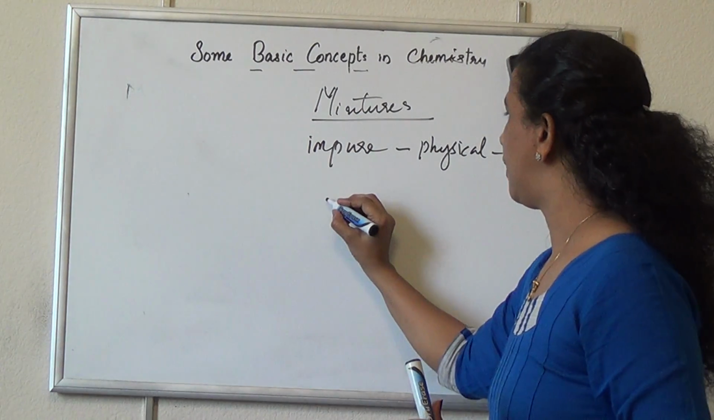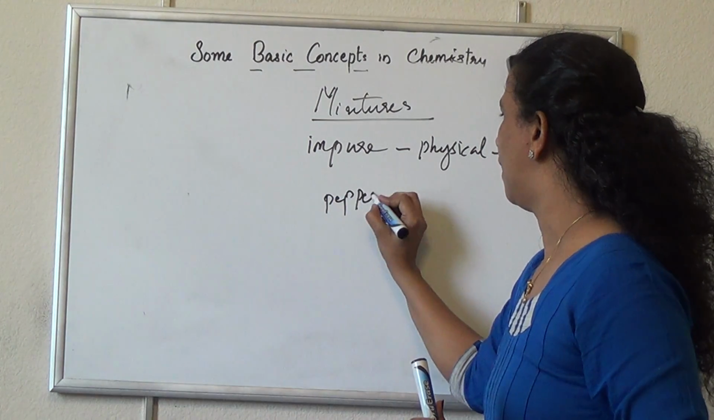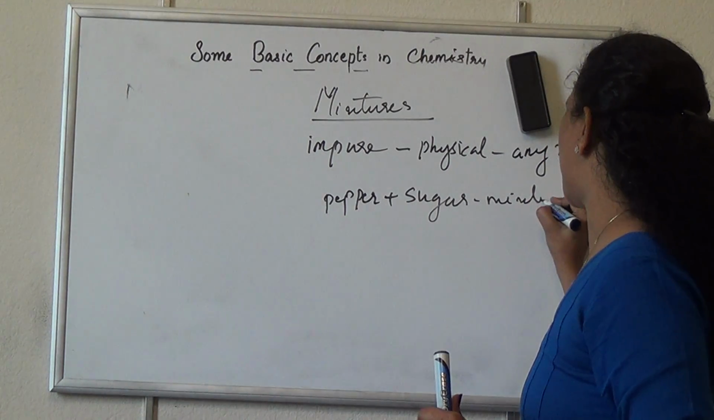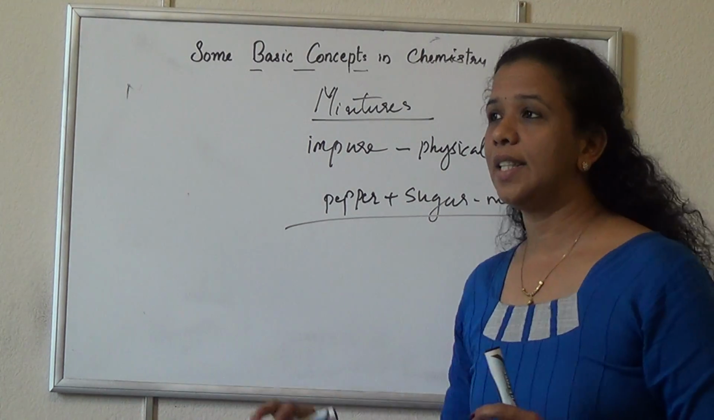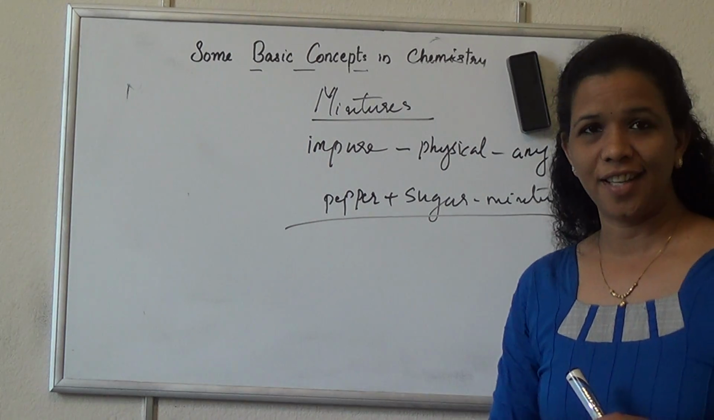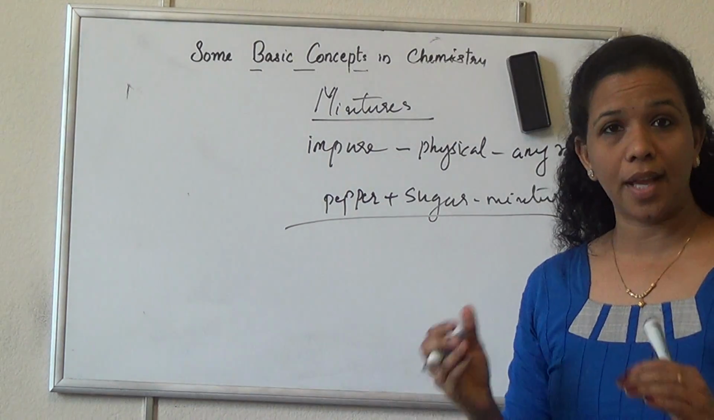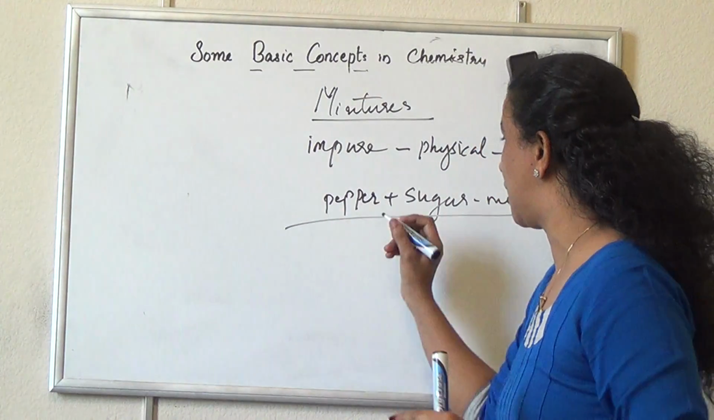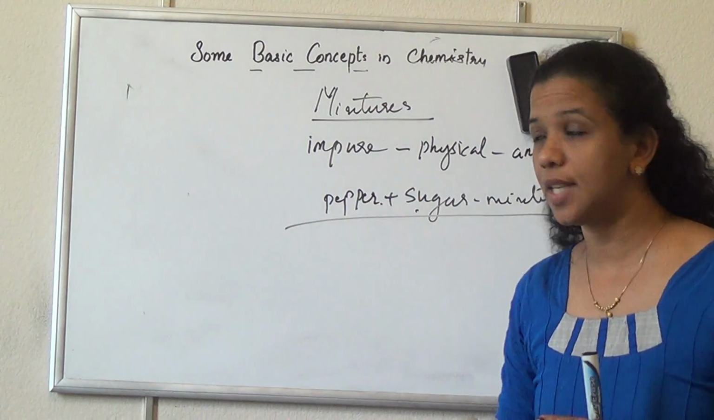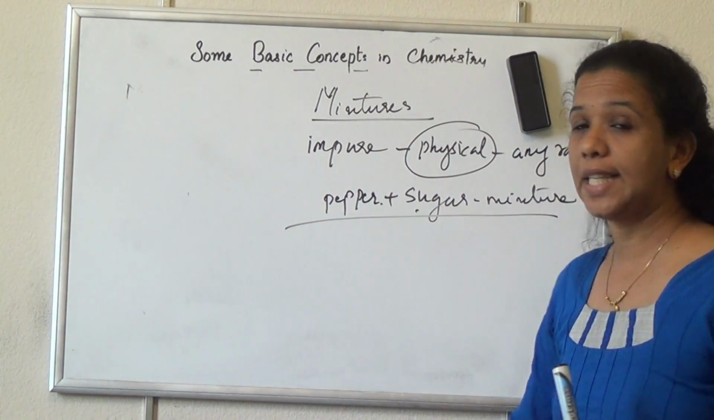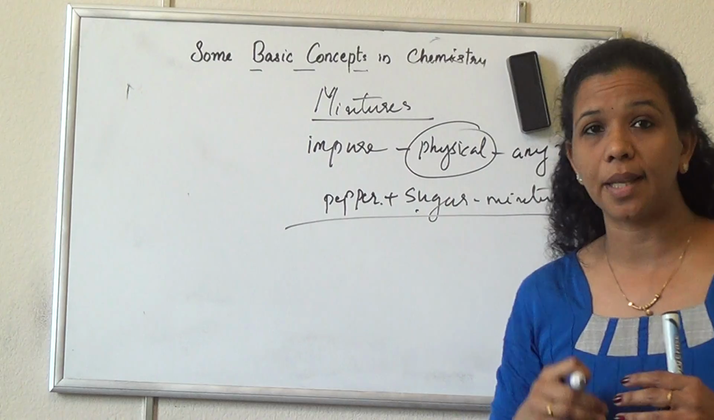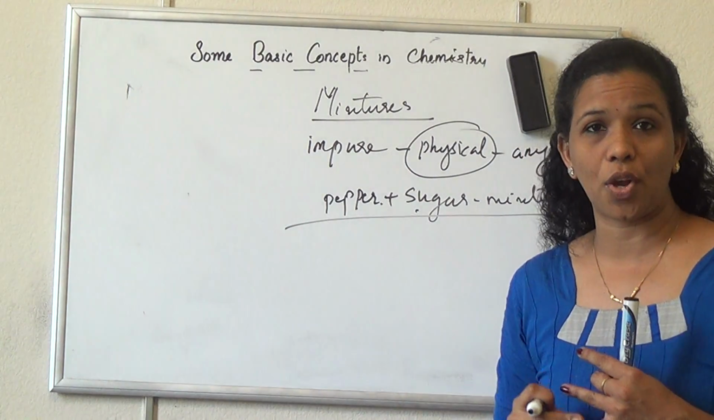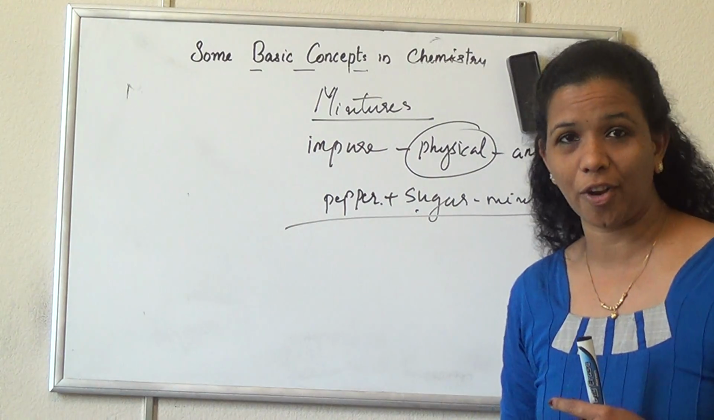For example, if we take some pepper and mix it with some sugar, we will get a mixture. We can take any amount of pepper and sugar. Then we can separate them easily. That means there is no chemical sharing or chemical combination between pepper and sugar. That combination is called the physical combination. Physically combined substances can be separated by using our hands. There are no devices required for that, and no chemical changes required for that.